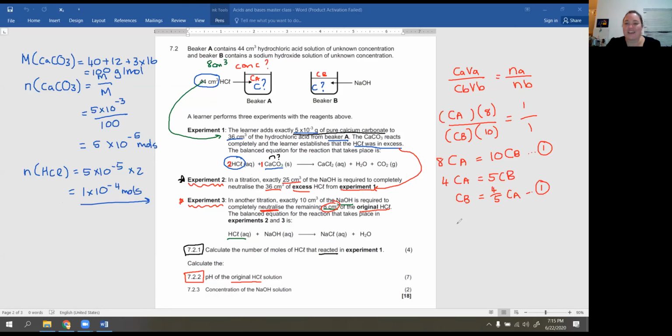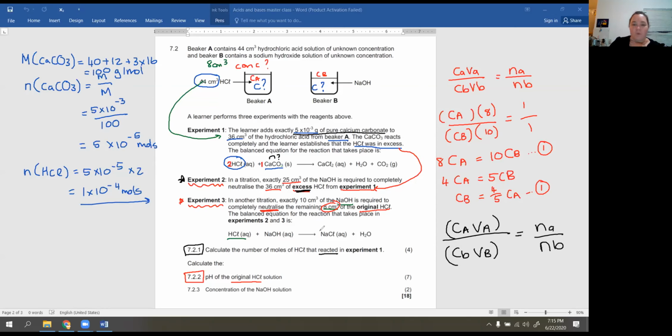I still remember that. So the second version is CaVa over CbVb is equal to Na over Nb, but this is now going to be for the original with the excess HCl. I'm actually going to do this rather in terms of concentration. I am very tempted to do it in terms of moles. You all know that those are equal to the moles.